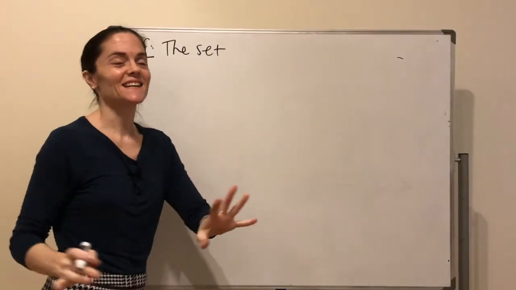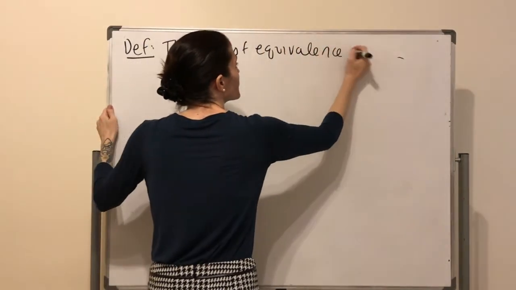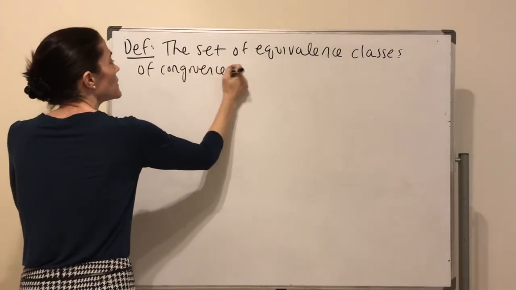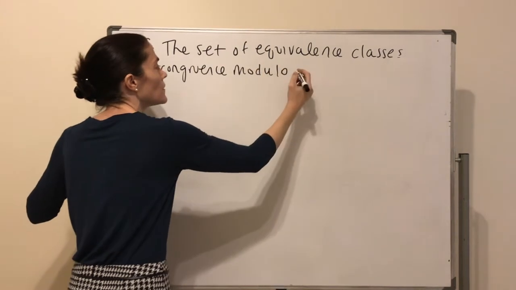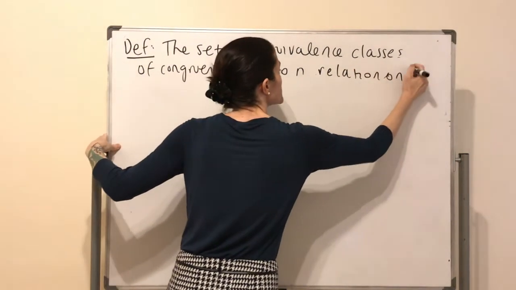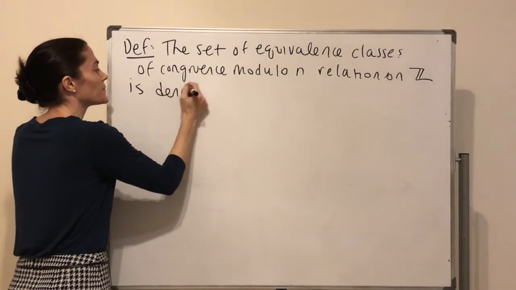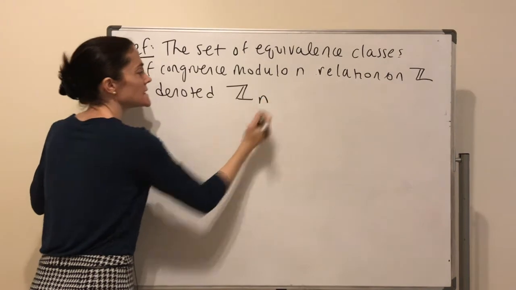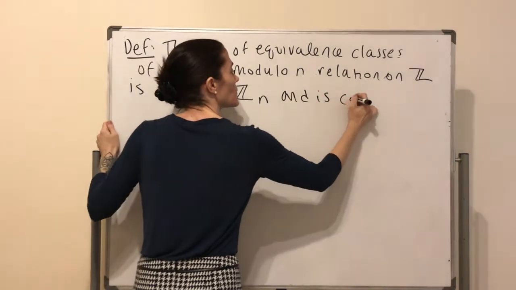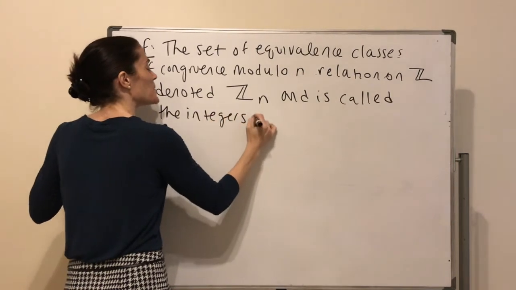Now for a definition, the set of equivalence classes of the congruence modulo n relation on Z. Well, this set of equivalence classes, this is denoted Z sub n, and this is called the integers modulo n.